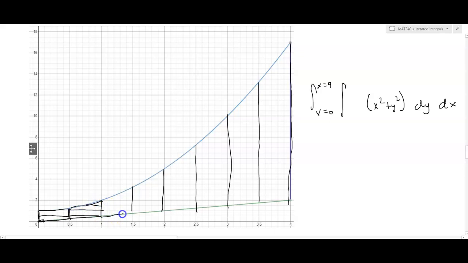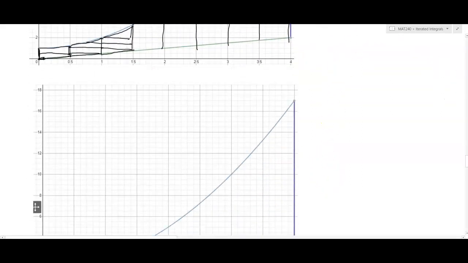Start slicing here at the green line, continue slicing into dx by dy, these little area strips, and we'll stop at the curve. So the line is the line 1/2 x. The parabola is the function x squared plus 1. So that is one way to split this thing up.